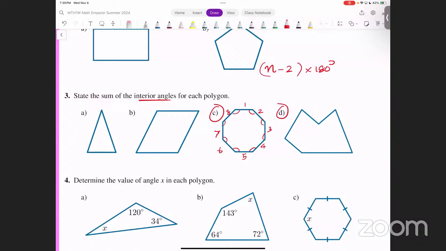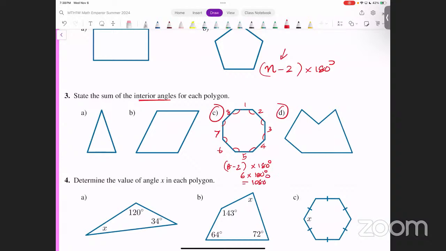Didn't I teach you just a few minutes before? Can you tell me the answer then? What did you get? 1080, because n minus 2 times 180, there are 8 sides. So it's going to be 8 minus 2 times 180. So that is going to be 6 times 180. That is going to be 1080 degrees.